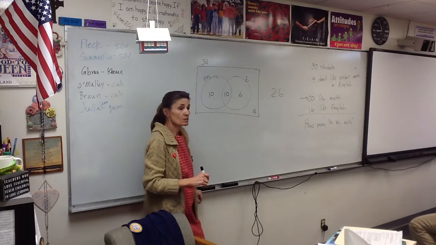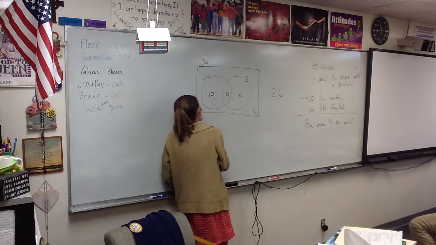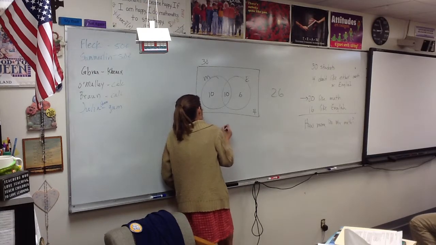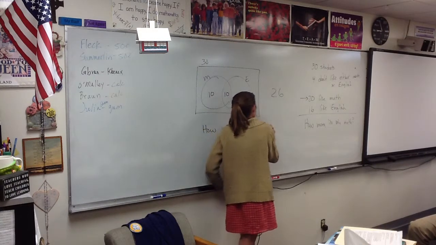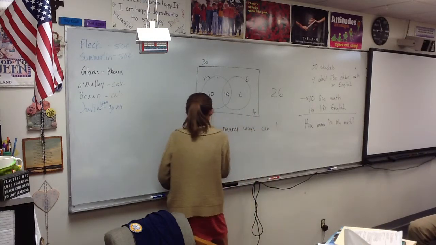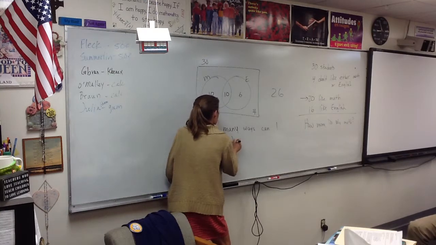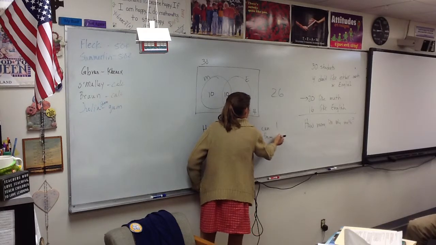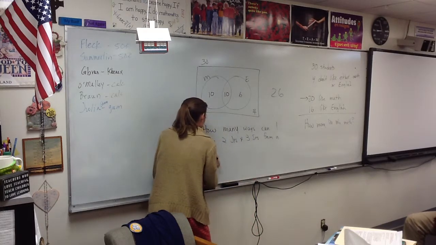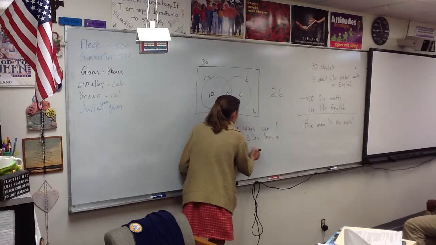Now, next question. We'll do one more review problem. How many ways can I choose 2 juniors and 3 seniors from a group of 10 juniors and 10 seniors?